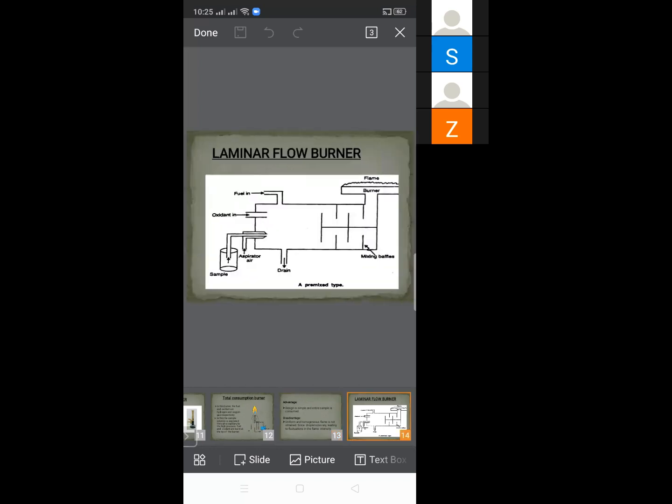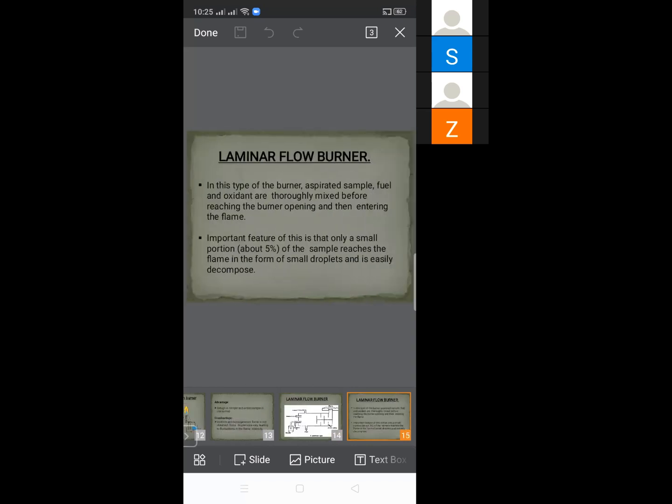So this is the diagram of the laminar flow burner. Laminar flow burner is also called premix burner. In this type of burner, aspirated sample, fuel and oxidant are thoroughly mixed before reaching the burner opening and then entering the flame. An important feature of this is that only a small portion, about 5% of the sample, reaches the flame in the form of small droplets and is easily decomposed.